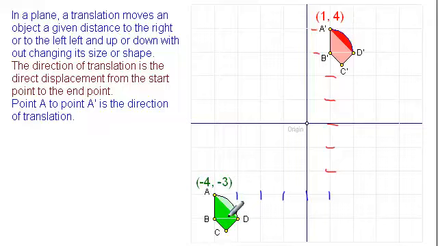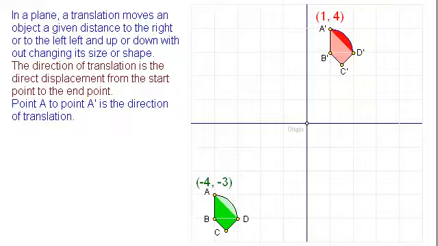So the displacement from the green image or object to the red object is horizontally 1, 2, 3, 4, and 5 units, and vertically 1, 2, 3, 4, 5, 6, 7 units. So the displacement from the original position to the translated position is given by counting this. Let us try this graphically.